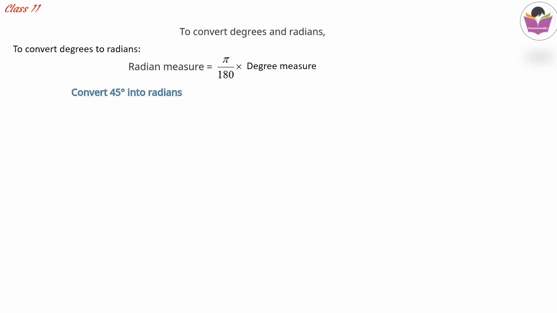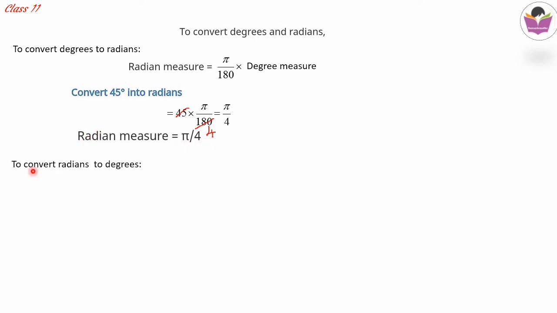Let's take an example. Convert 45 degrees into radians. This unit is in degrees, so we have to convert it into radians. Quite simple. What you have to do is take that 45 and multiply with pi by 180. 45 into pi by 180. Now we can do the cancellation here. 45 and 180, if you cancel, you will get 4 times. So the answer is pi by 4. The radian measure is pi by 4. That is what we have got here. 45 degrees, when we convert it into radians, we get pi by 4.